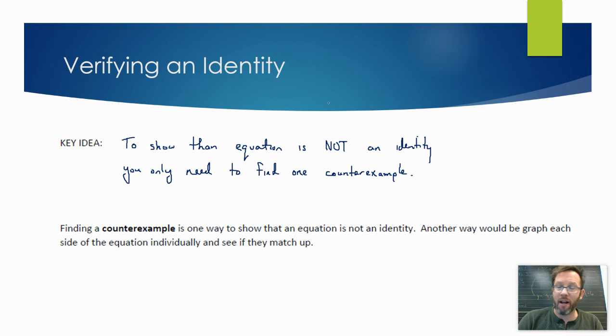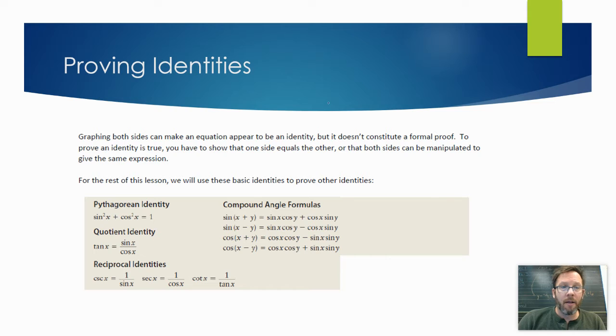So we've talked about how to disprove and show something's not an identity. But when we want to show that two things are an identity, just plugging in a bunch of numbers, even if we get 10 numbers that work, it's not enough. It's not a formal proof. Even if we graph two expressions and they look to be the same, it's not a formal proof. That graph might only show certain parts of the domain.